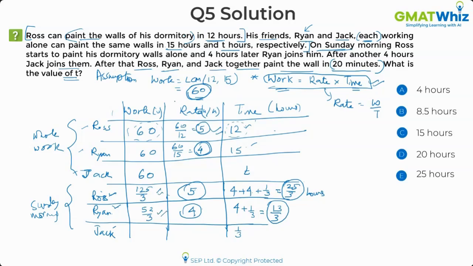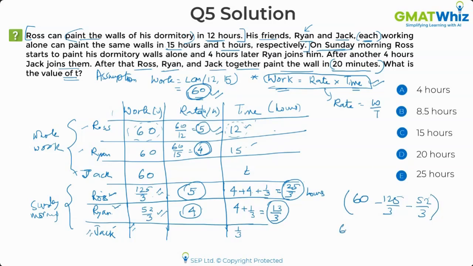And notice an interesting thing, that I know my total work. I know my total work is 60. Out of 60, if Ross has done 125 by 3 and Ryan has done 52 by 3, I can subtract 125 by 3 and 52 by 3 from 60 to find out how much work Jack has done, because together they completed painting the wall. If the total wall is 60 units and these are doing 125 by 3 and 52 by 3, whatever is remaining is the work done by Jack.